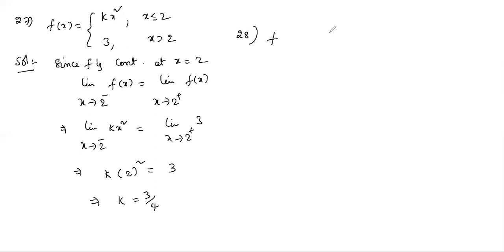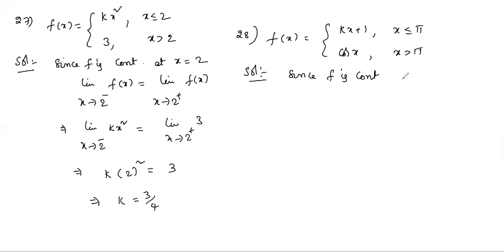Next, f of x equals kx plus 1 for x less than or equal to 5, and cos x for x greater than 5. Same, it is continuous at x equal to 5. We equate the left limit and right limit. Limit as x tends to 5 minus of f of x equals limit as x tends to 5 plus of f of x.